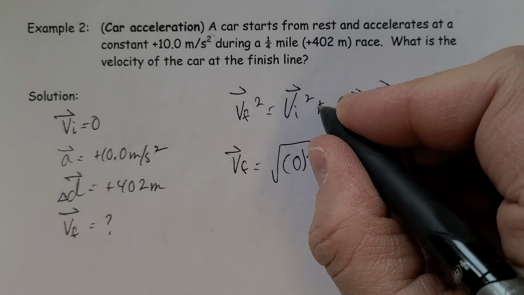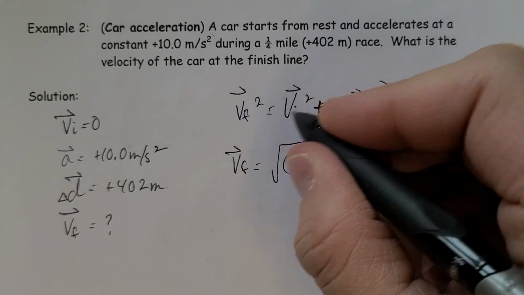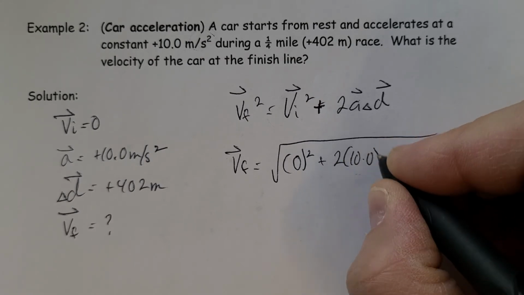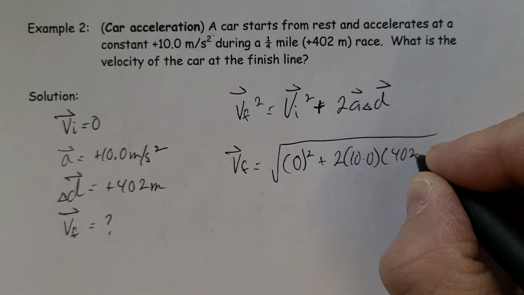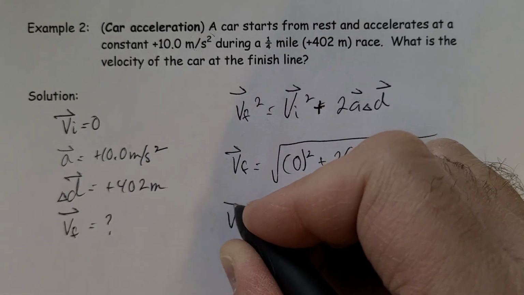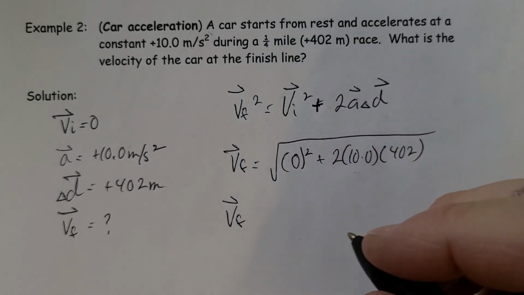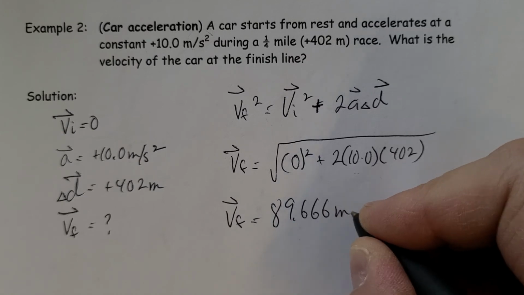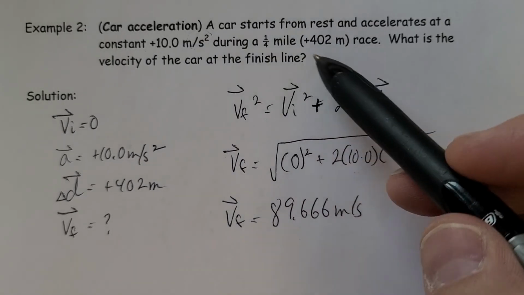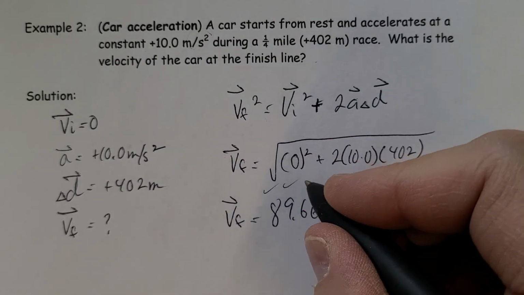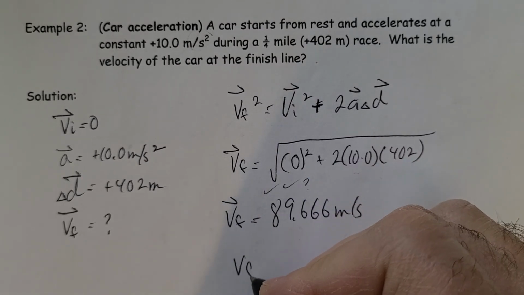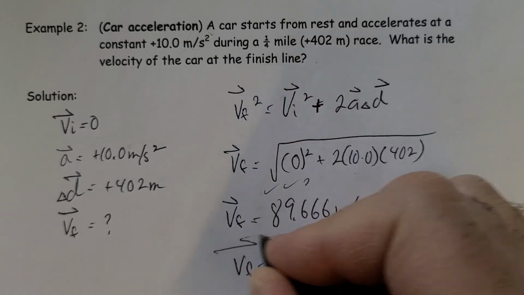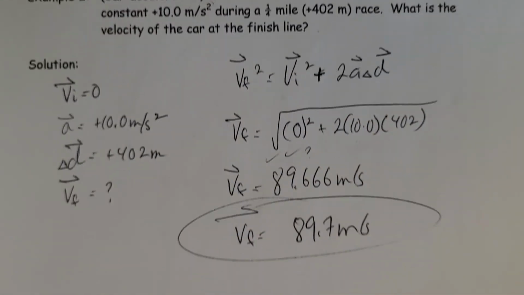Of course, this is VI, which is 0, so it's going to disappear. Then I get this and this. So when all is said and done, I think we get 89.666 meters per second. 3 sig figs, 3 sig figs. So VF will be 89.7 meters per second.